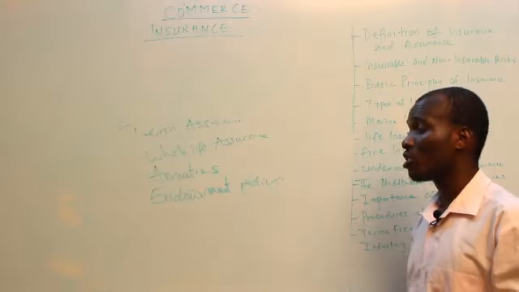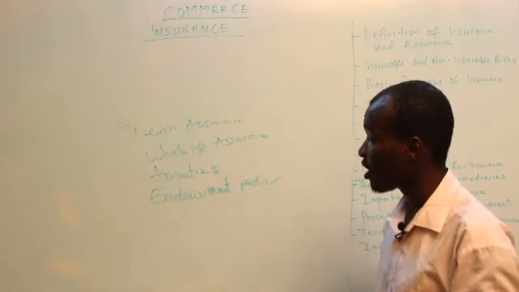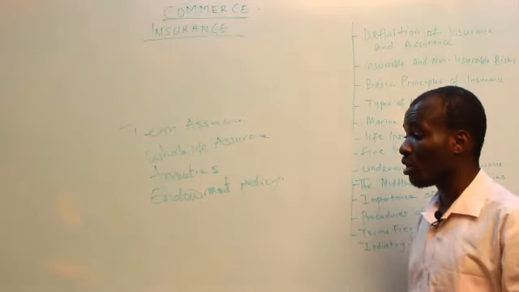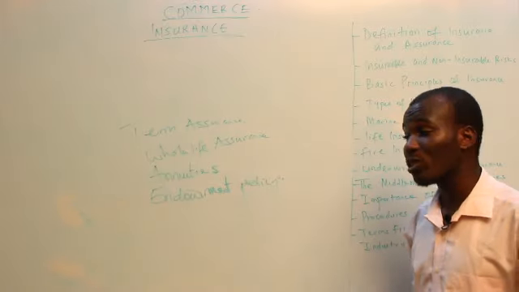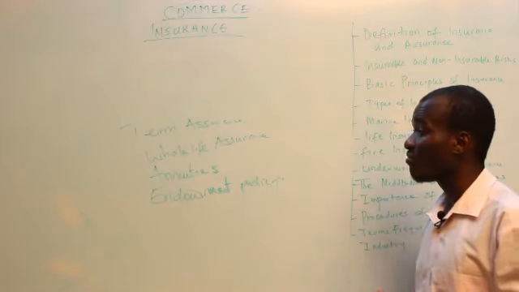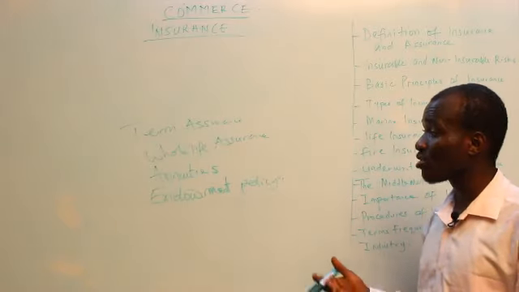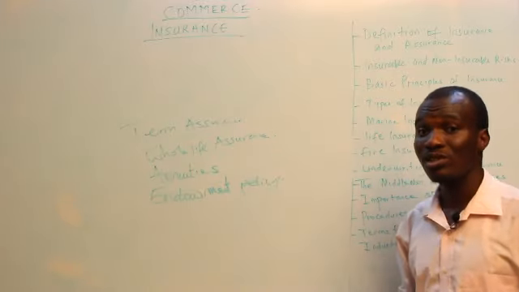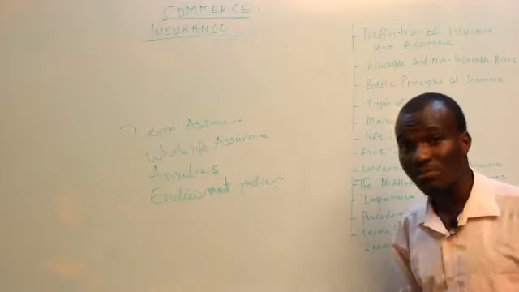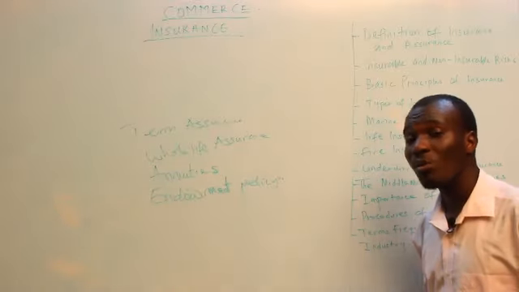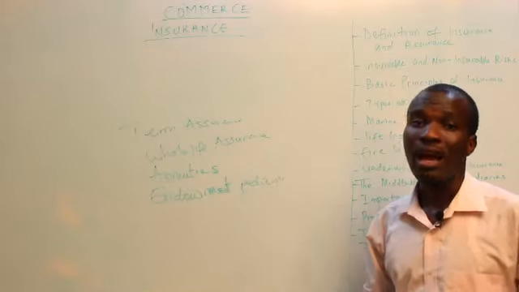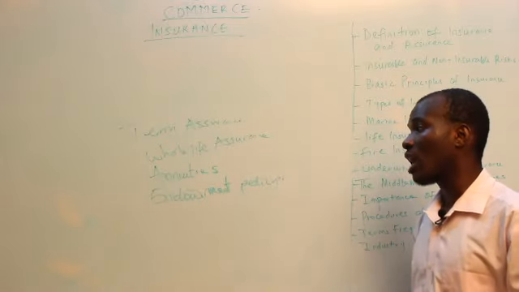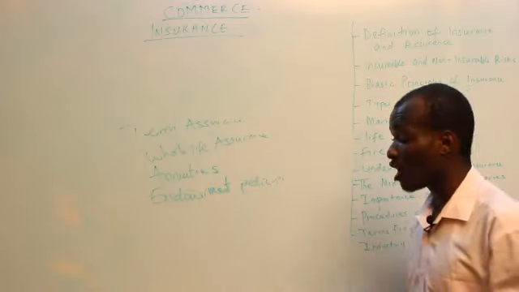Now we have the endowment policy. Wow, this is also an interesting one. This one ensures that the person makes a certain amount of premium, and what happens? A lump sum will be made available to that person, whether at the death of the person or within a fixed period of time, based on the agreement between the insurance company and the assured person.